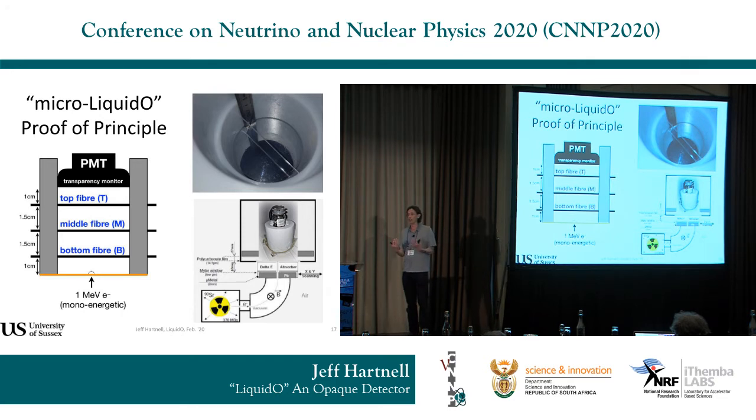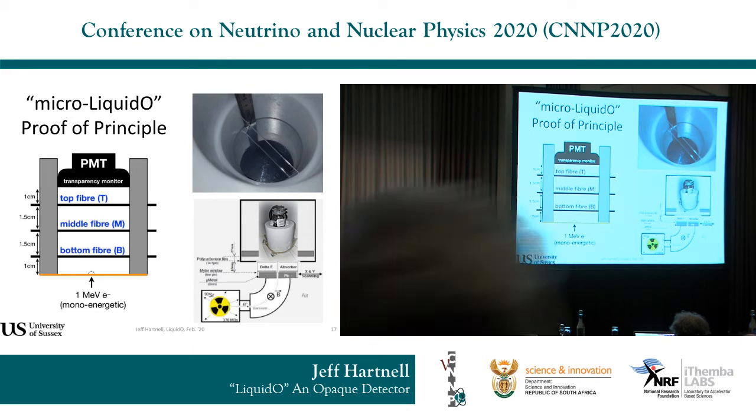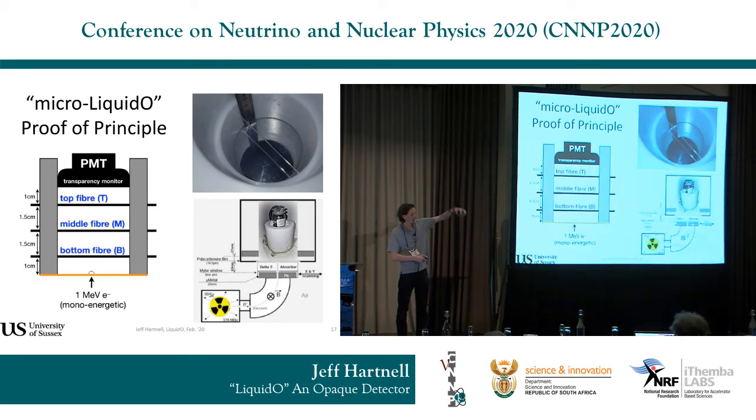So moving on now to tell you about the proof of principle experiment that we've done. This is a little tiny test detector. It's about this sort of size. We called this micro LiquidO. What it consisted of was three fibers: the bottom, the middle, and the top fiber. And then looking down at the top of this cylinder was a PMT.